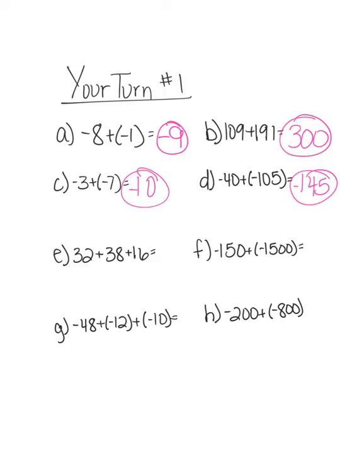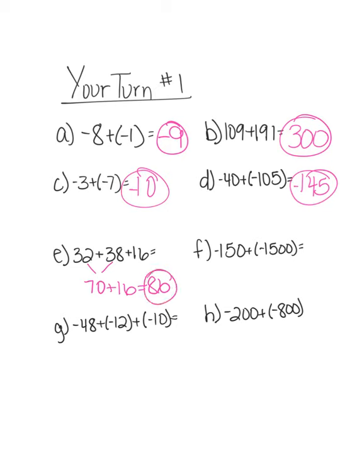E, 32 plus 38 plus 16. They're all positive, so we can just add the first two together. 32 plus 38 is 70, and then we can add the positive 16 to that as well. 70 plus 16 is 86, therefore our total is 86.